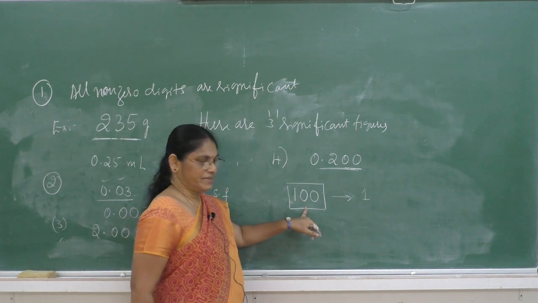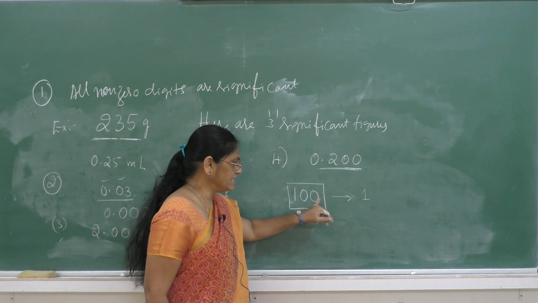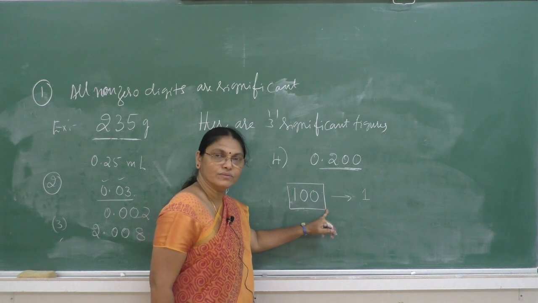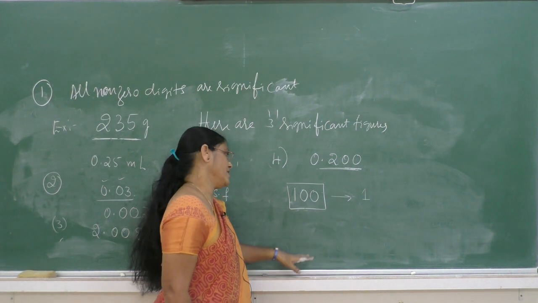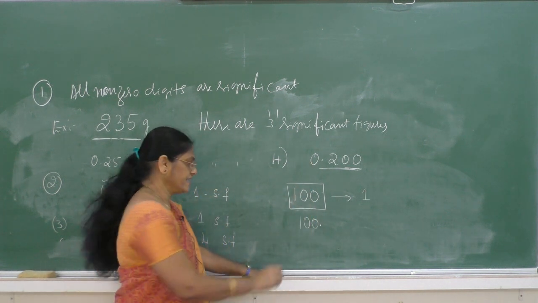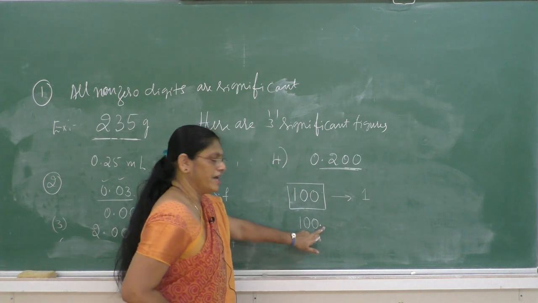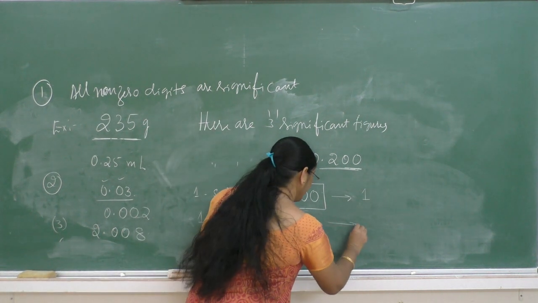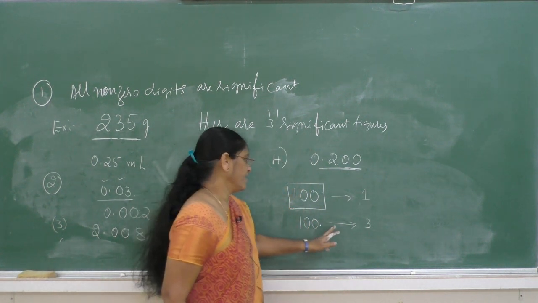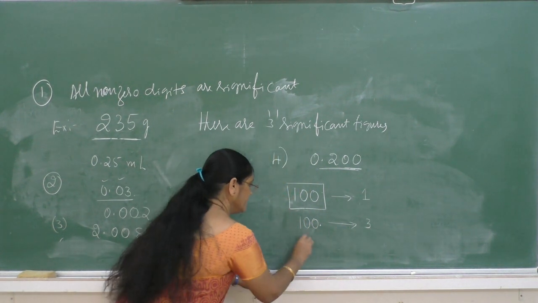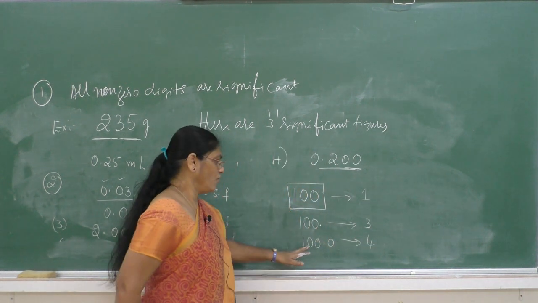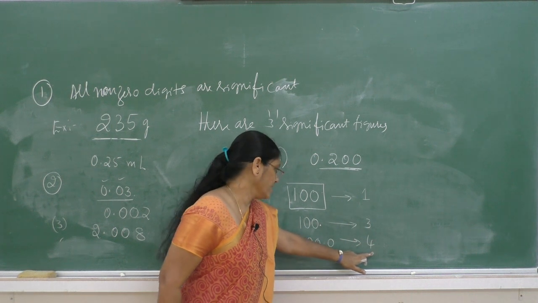So, this number contains zeros at the end, but there is no decimal point. This can be written as 100 point. Then this contains a point. How many significant figures are present? There are 3 significant figures. Then this is 100.0. This contains 4 significant figures.